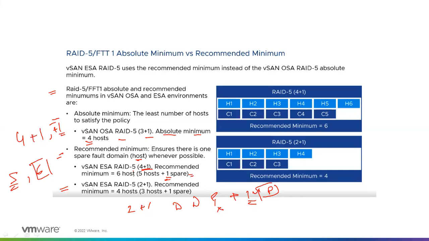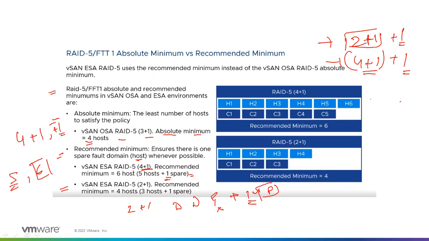Okay. So there is this RAID 5 FTT1 policy change here. You can go in two ways. Either you can go with the 2+1 architecture, minimum recommended, +1 for spare. Or you can go 4+1, which is the minimum recommended, but +1 for spare for maintaining. However, in both cases, we can tolerate one node failure, not beyond that. Correct?